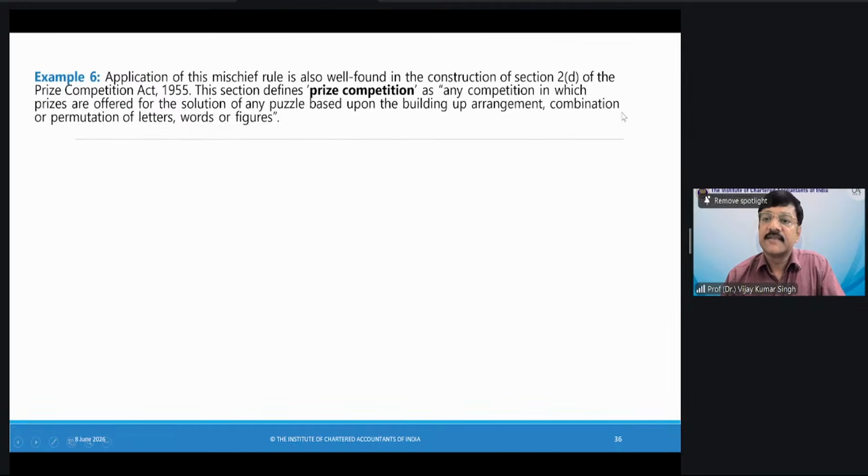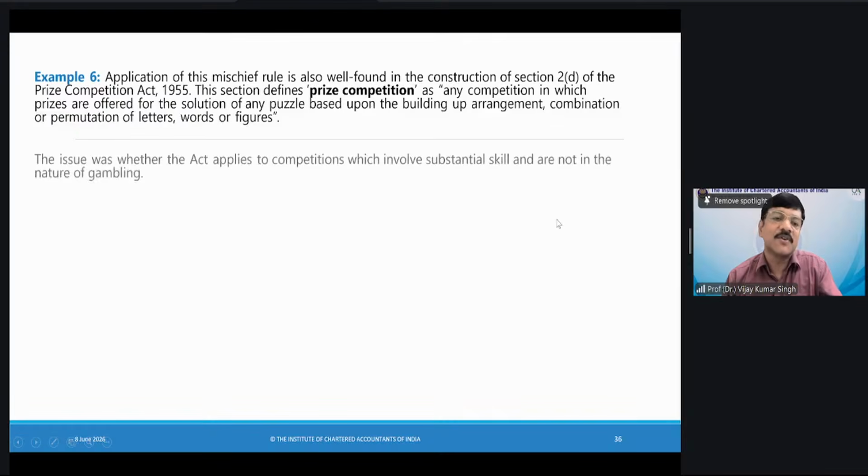Let us look at another example. This example is about price competition. See, in section 2D of the Price Competition Act, the section defines price competition as any competition in which prizes are offered for the solution of any puzzle based upon building up arrangement, combination or permutation of letters, etc. Like for example, Sudoku or maybe any other example. And if it is attached with prize, then that will be called price competition.